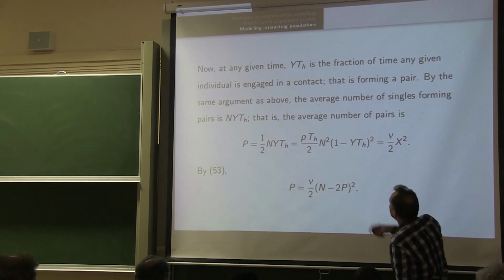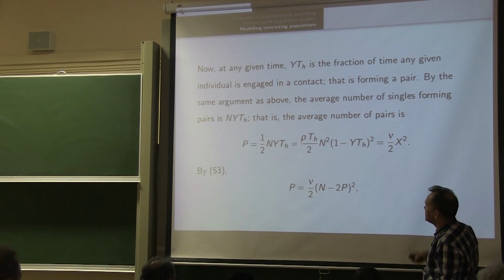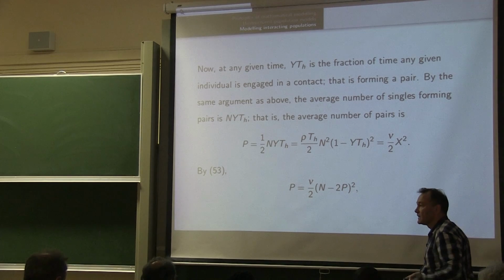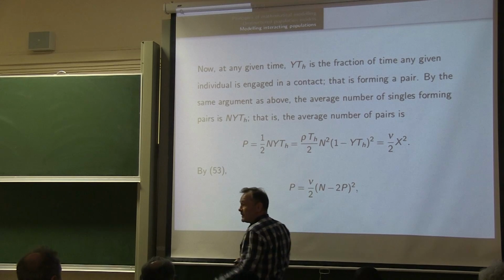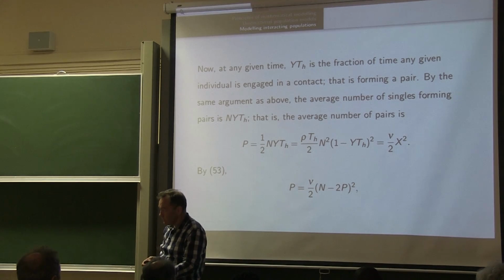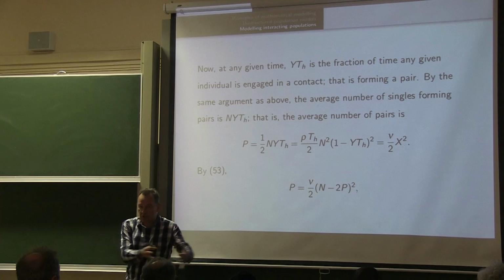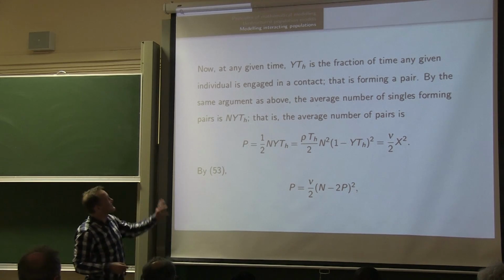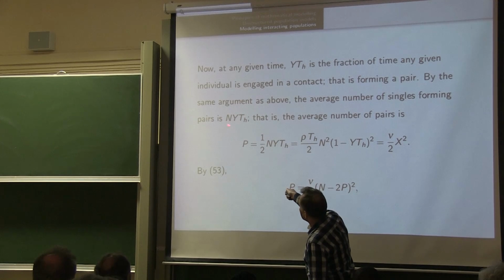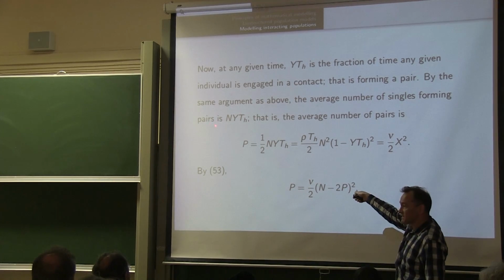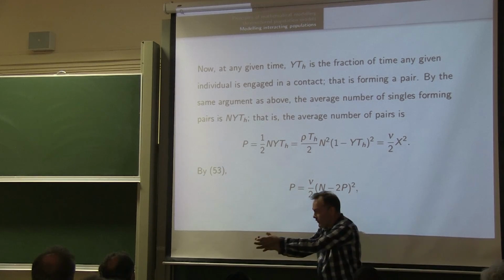Now, at a given time, if I take yτh, this is the fraction of time any given individual is engaged in contact. Because τh is the average duration of a contact, and y is the number of contacts per unit time, it's the number of contacts times the average time. This is the total time an individual is engaged in a contact. And we use the same argument as before to claim that this is the average number of singles forming pairs, so the average number of individuals forming pairs. Because again, if you are engaged in contact, it means that you are forming a pair.